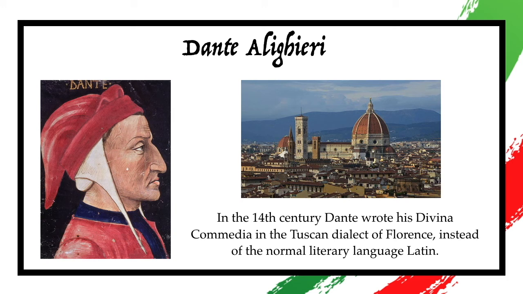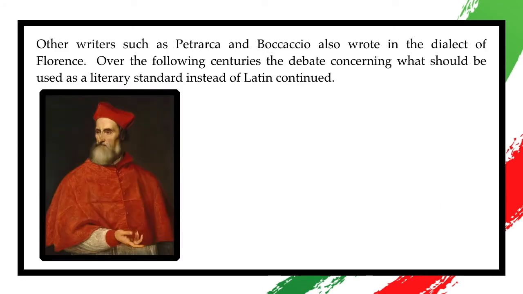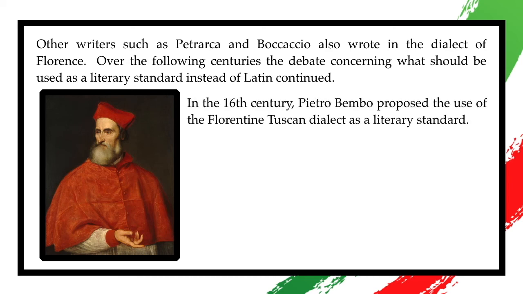Dante then produced his most famous and influential work, the Divine Comedy, La Divina Commedia, which he wrote in his own vulgar tongue, the Tuscan dialect of Florence. Other writers, such as Petrarca and Boccaccio, also wrote in the dialect of Florence. Over the following centuries, the debate concerning what should be used as a literary standard instead of Latin continued. In the 16th century, Pietro Bembo proposed the use of the Florentine Tuscan dialect as a literary standard.